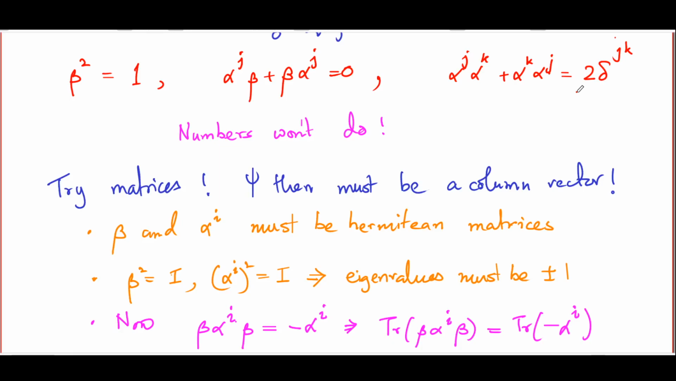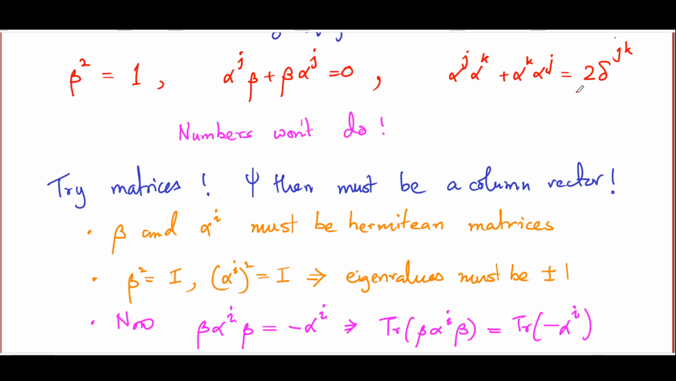And of course, that would mean that you would have to change certain things. Beta square can no longer be the number one, it has to be the identity. Similarly, alpha k alpha j plus alpha j alpha k is not just the number twice delta jk, it has to be twice delta jk times the corresponding identity.